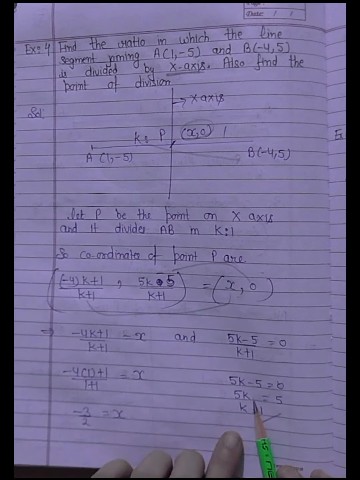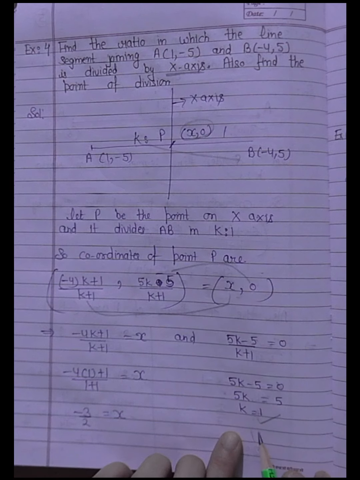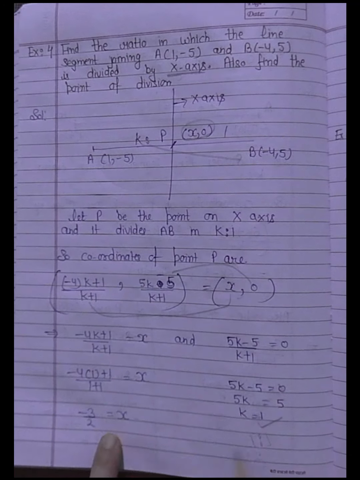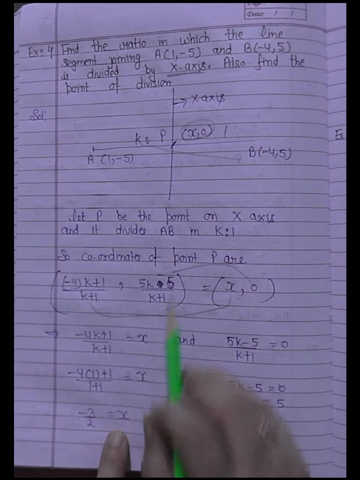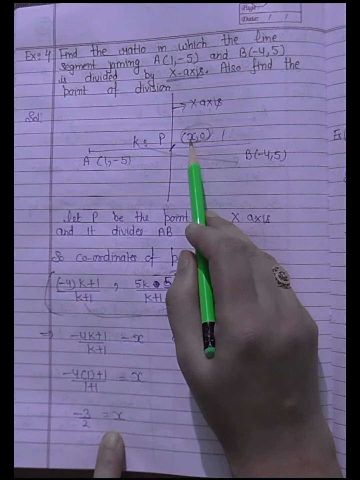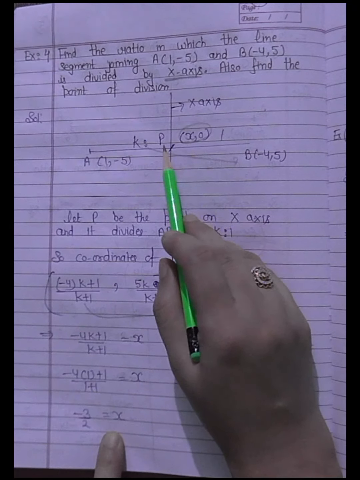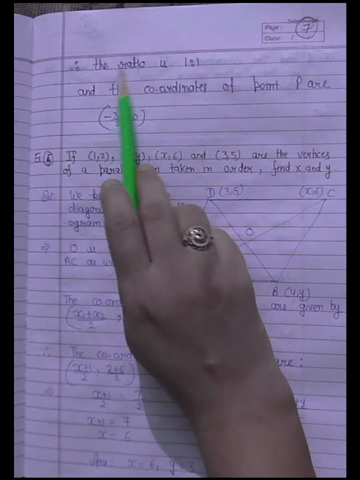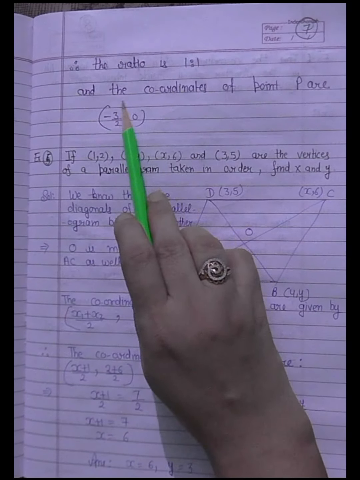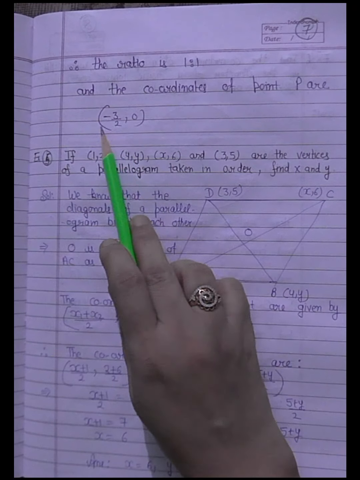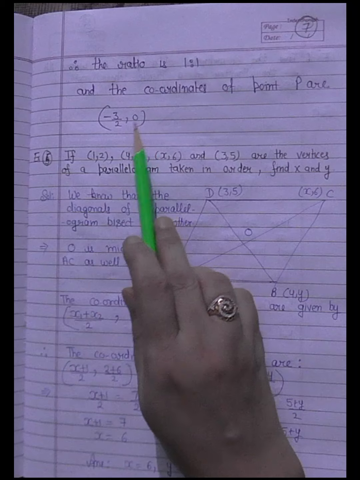It means from here we can say the ratio is 1:1, and from here we find the value of x. So we can also find the coordinates of point P. So the ratio is 1:1 and the coordinates of point P are -3/2, 0.